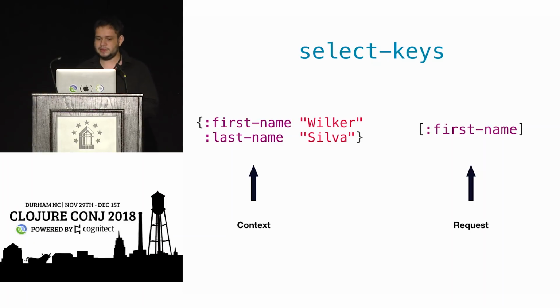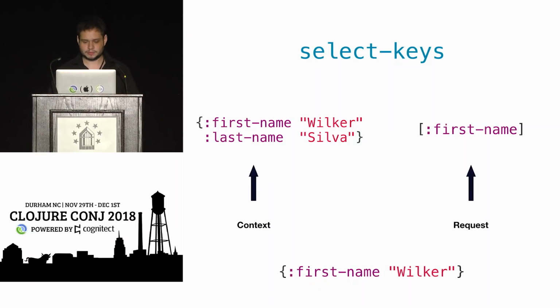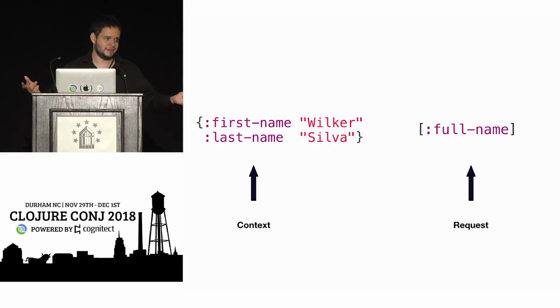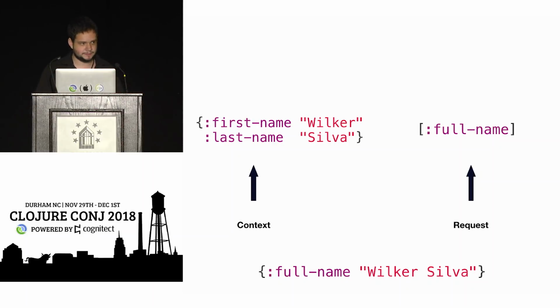So for example, if I give you this map with first name Wilker, last name Silva, and I want the first name, you read on your context and you get that data. But names have this quite interesting property because they have semantic meaning. So I'm going to do a different request here that select-keys can't answer, but I'm pretty sure everyone in this room can. That is full name. In your heads, you know how to solve this, right? You know how to get this information. That will be this, and that's what we're looking for here.